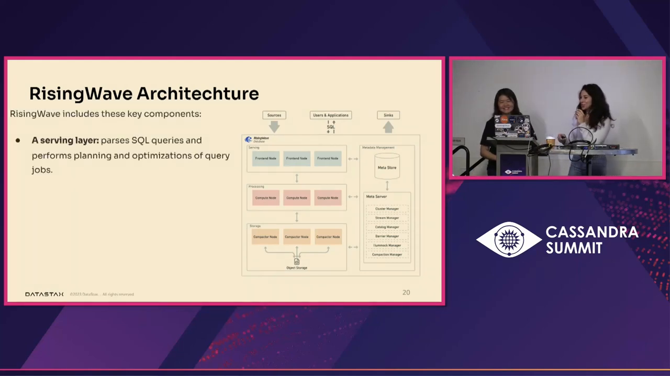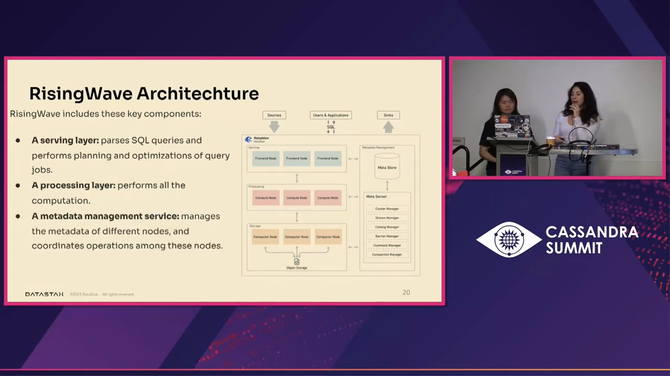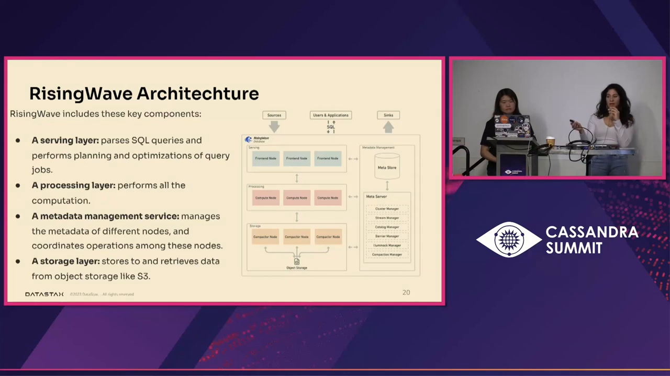So the RisingWave architecture includes these key components. First, there is a serving layer that parses the SQL queries and then performs planning and optimization of query jobs. Then you have a processing layer, which performs all the computation. And then you have a metadata management service, which manages the metadata of different nodes and coordinates the operations amongst these nodes. And then you have a storage layer that stores and retrieves from object storage like S3.